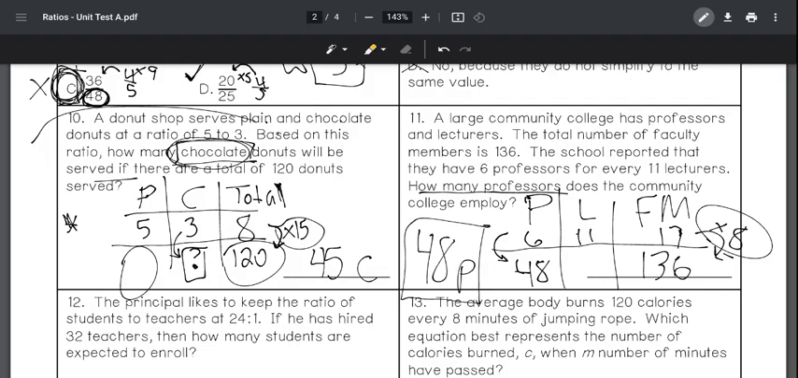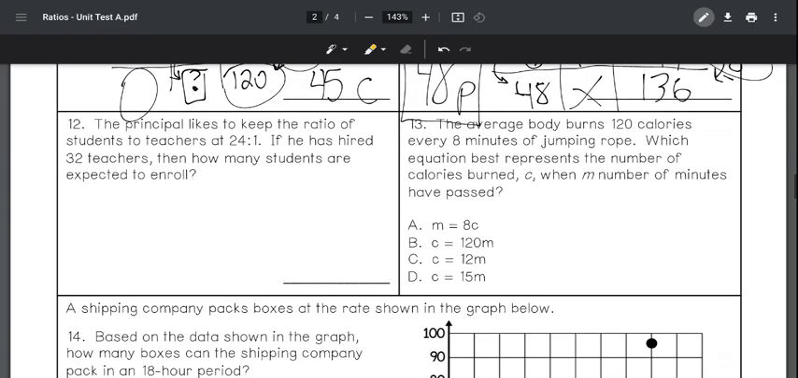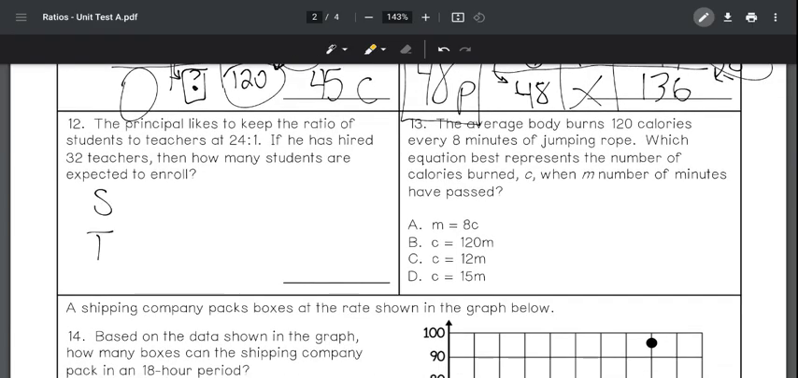I don't care about anything else. You did not have to find out the lecturers. The question specifically asked for professors. Number 12, the principal likes to keep the ratio of students to teachers 24 to 1. If he has hired 32 teachers, how many students are there?